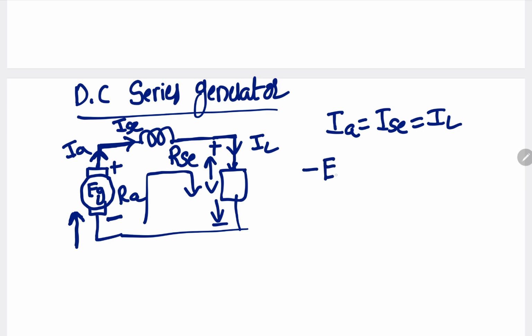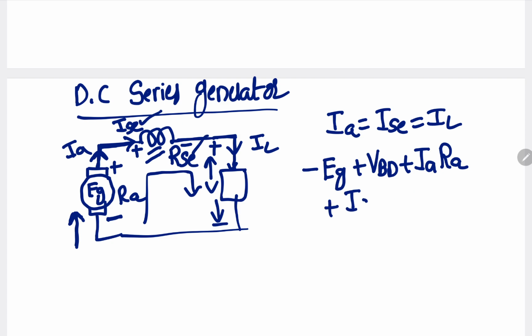Therefore minus EG, and the voltage drop in the brushes is VBD, plus the voltage drop in the armature winding resistance is IA RA, and here current entering is positive, current leaving is negative. The voltage drop in the series field winding is ISE into RSE, and when I am coming across the load, the positive polarity comes first, plus V is equal to 0.